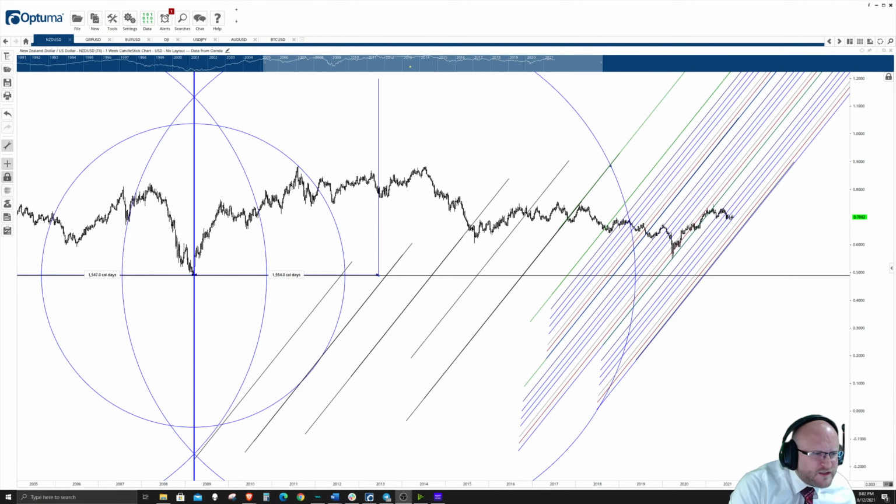Okay, the question about my profit targets: are they fixed, or would I move them as data comes in? If I'm trading intraday, they're generally fixed. If it's a swing over a period of days or a few weeks, the profit targets are a little bit more fluid.